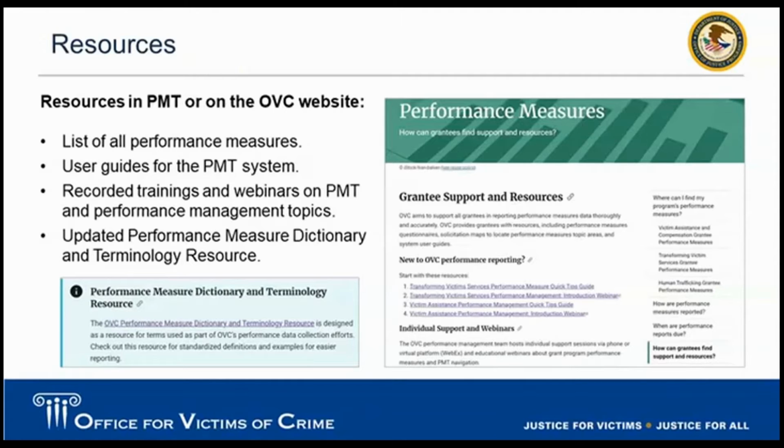for your solicitation. There's also one item that I always like to highlight in this, because I know that from a grantee's point of view, it is an extremely valuable resource, and that is the Performance Measure Dictionary and Terminology resource. It will help you understand what terms OVC is using and what your grant manager is referring to, and help you really dissect what the measures might mean to your organization. So definitely take a look at that.